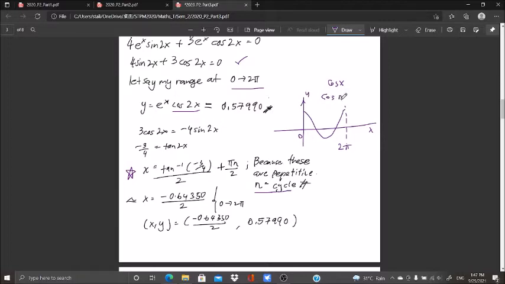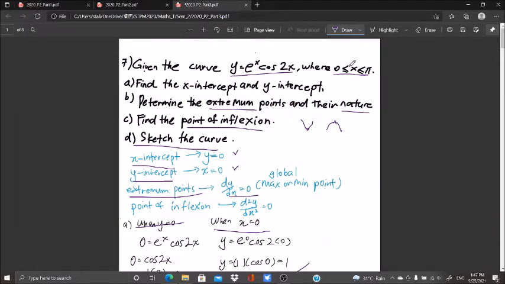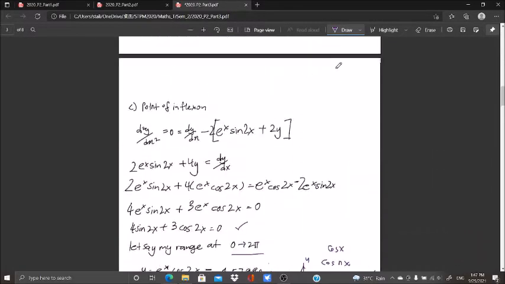Cos nx, where this is when n equals 1. This is my first cycle. In the second cycle, it will repeat the same thing. Third cycle, fourth cycle. So we need to justify, what is our n? But since we are given our range is between pi and 0, we don't need to bother about this thing.